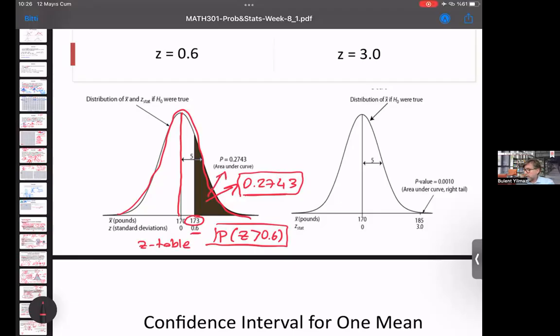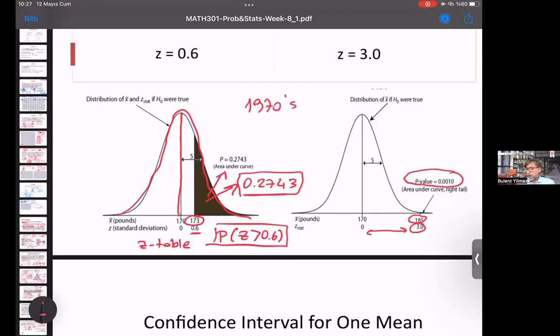Okay, and then here, if I go to 185, the z value will be 3, which is far away from 0. So the probability is 0.0010. So what does it mean, guys? If I find a sample whose mean is 173, it shows that it is not significantly different from 170. That was my question.